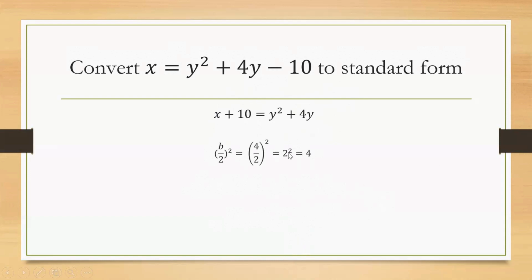We complete the square. So let's get the value of b, which is positive 4. Divide that by 2, and then we square that to get 4. And now we completed the square, so we added plus 4. Whatever we add here, we also add here. So if you compute that, we get x plus 14 equals (y plus 2) squared.